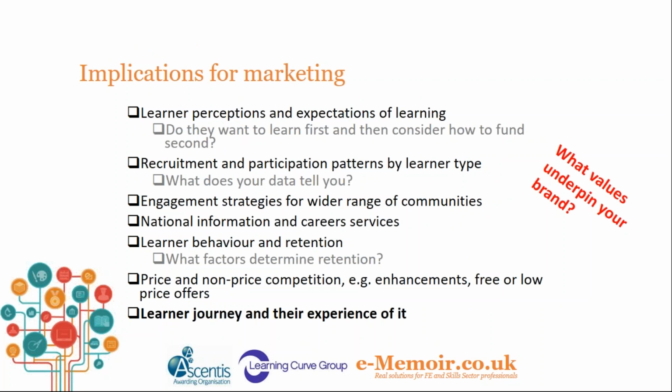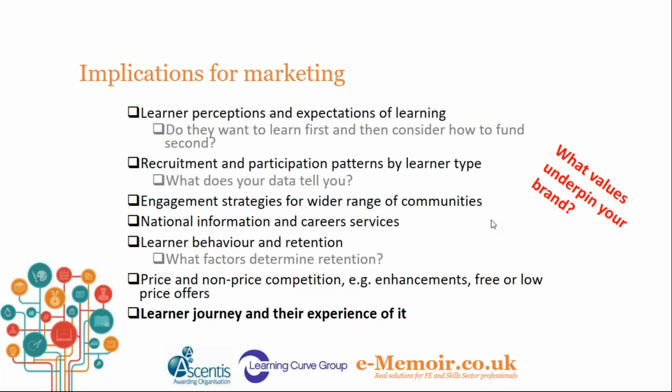Well, my first question really is, have you got a clear position in the market? Have you got a clear brand proposal which says that, whatever your perception, expectations of learning, we're going to meet them and exceed them? The key thing here is it's not the loan that does this. It's the desire to take up some learning. In other words, how do you attract the learner to take up learning in the first place? And then how to get them to fund it is the second set of decisions. Your data should tell you quite a lot of information about current patterns of recruitment and participation by different types of learners, whether you break it down by postal codes, by socioeconomic groups, by gender, whatever.